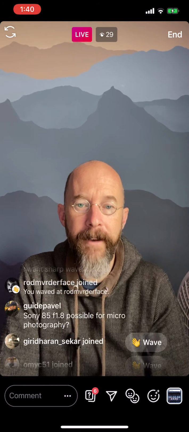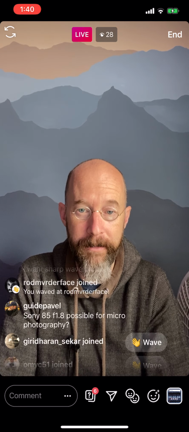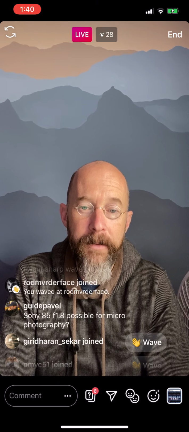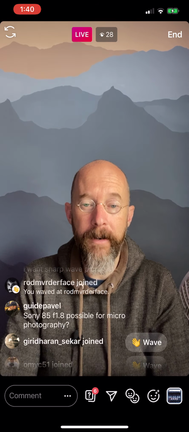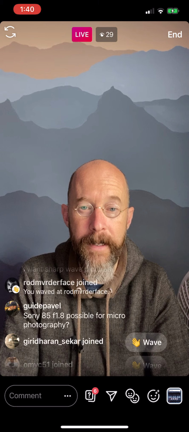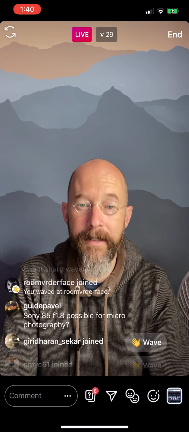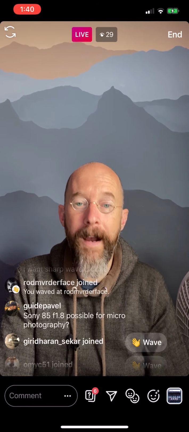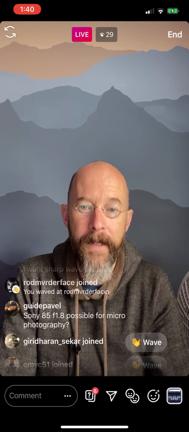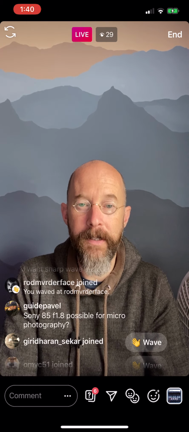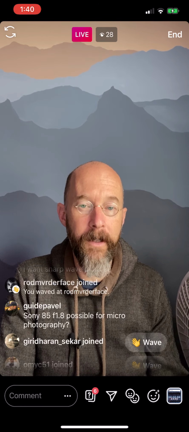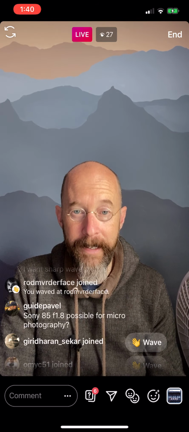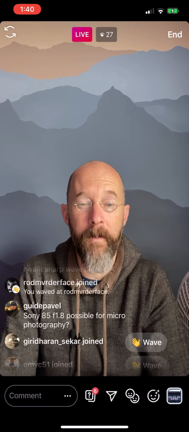Guide Pavel, Sony 85mm f1.8, possible for micro photography. So good question. With regards to terminology, micro photography is usually reserved for the medical and scientific community, and macro photography is reserved for us as normal photographers. And that Sony 85 1.8 does a really good job of getting close to a certain extent, but it doesn't have an actual macro switch, I don't think. I could be wrong. I've never used the Sony 85 1.8.